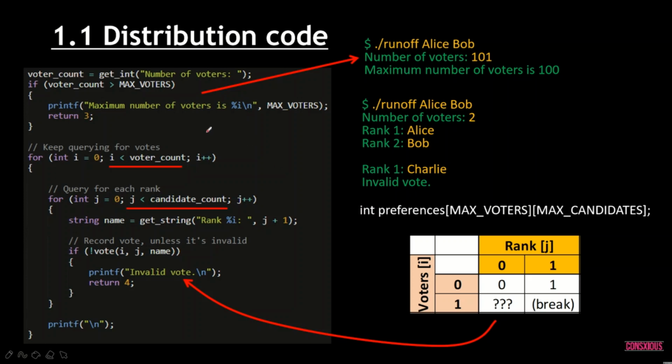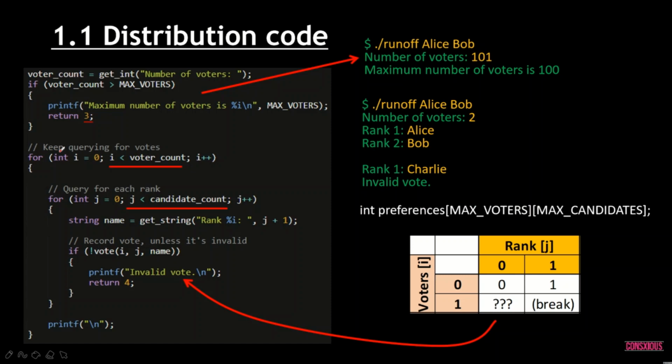So next we're going to go through voter_count, get_int. If the user keys in too many voters, the program is going to prompt the user that, for example, the maximum number of voters is 100. You can see return 3 to indicate what error the program ran into.